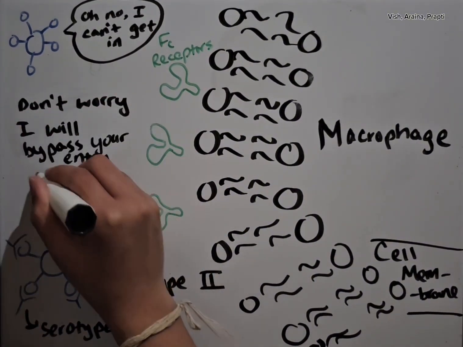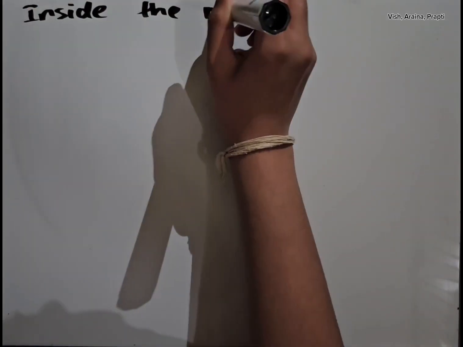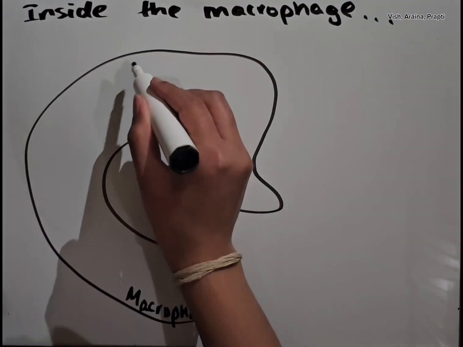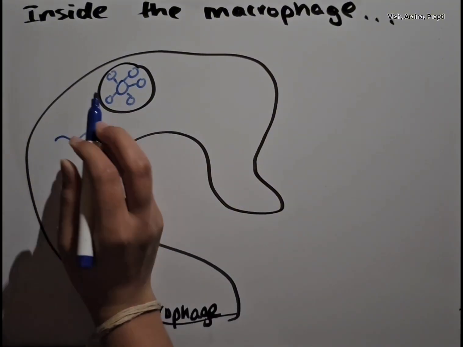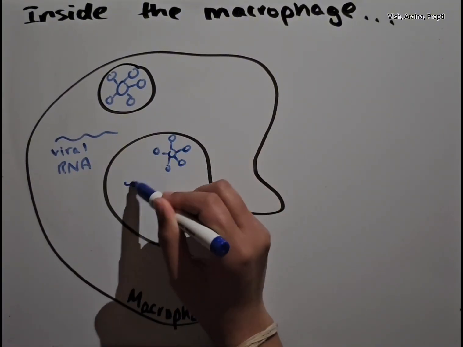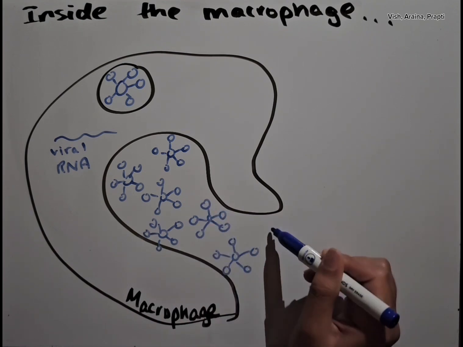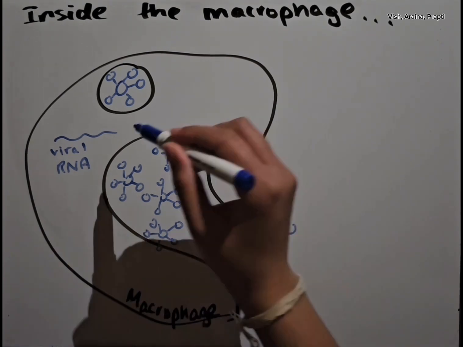Rather than neutralizing the virus, the antibodies facilitate its entry into macrophages, and this is a mechanism called antibody-dependent enhancement, or ADE. Once inside the macrophage, Dengue2 releases its viral RNA and undergoes rapid replication. The infected macrophage releases large quantities of cytokines in an attempt to recruit immune support.